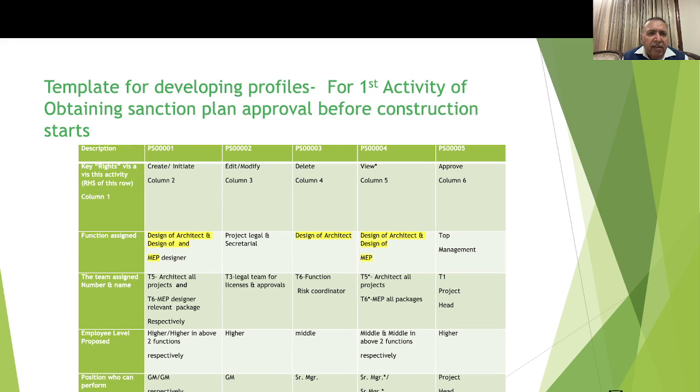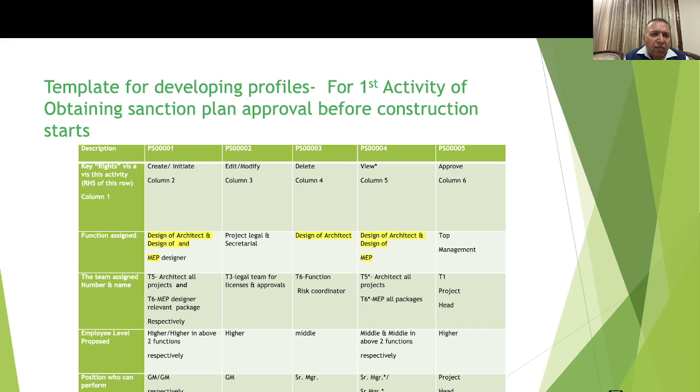Now, here is a template which shows how to develop the authorization profile for the first activity of obtaining sanction plan approval before construction starts. Now, let's understand this table. While the first row contains the profile numbers proposed by me, the second row contains what key rights need to be embedded with the respective profile.